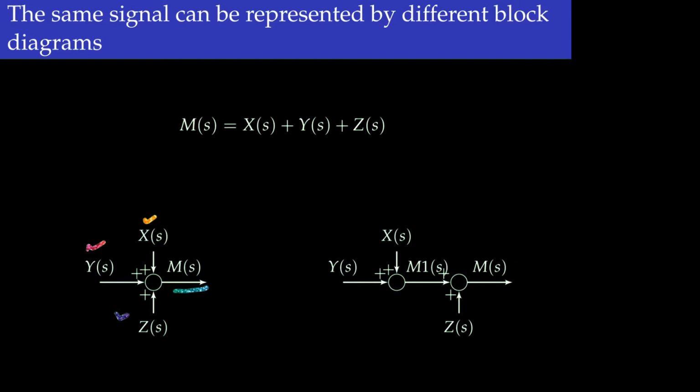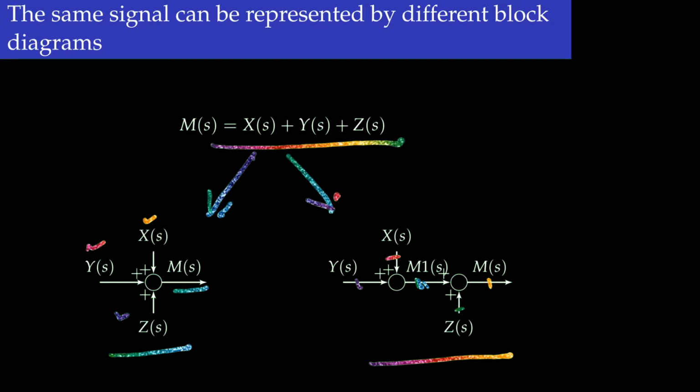Now you see that this same sum block can be represented as a combination of two sum blocks, meaning that here this signal M1 is nothing but X plus Y, and then M is nothing but Z plus M1, which eventually becomes X plus Y plus Z. So for these two cases, they are represented by the same mathematical formulation, shown by these two different block diagrams.